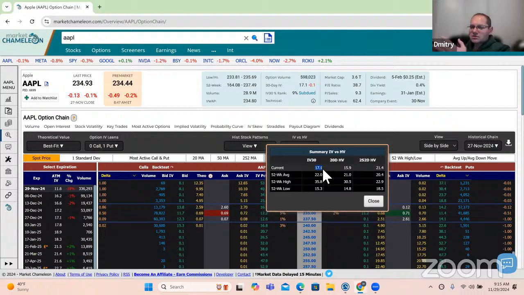What about the historical average volatility in the last 52 weeks of Apple? If we just took 52 weeks of data and ran the 52-week volatility, the realized volatility of the actual stock, how does that look? Well, here you could see that was 21. So you could see that the implied volatility and the historical volatility are very close.